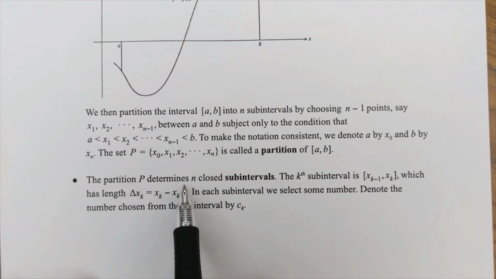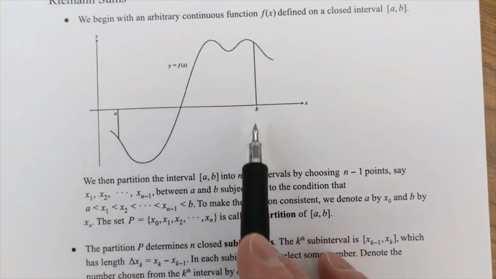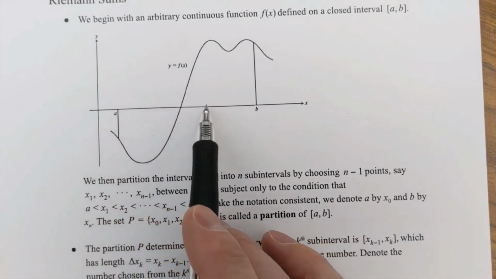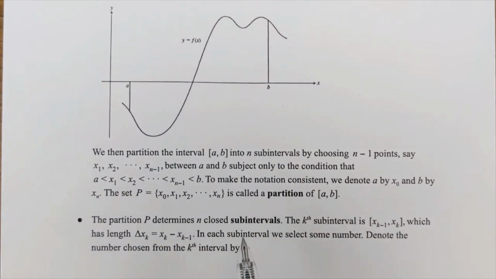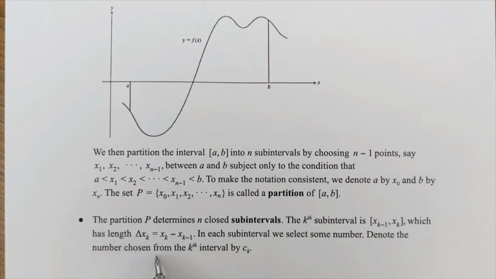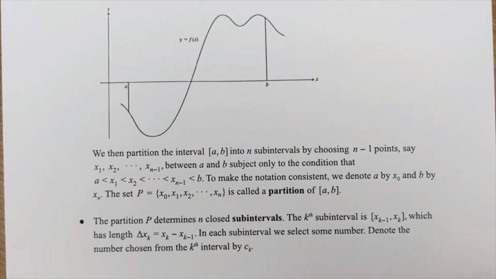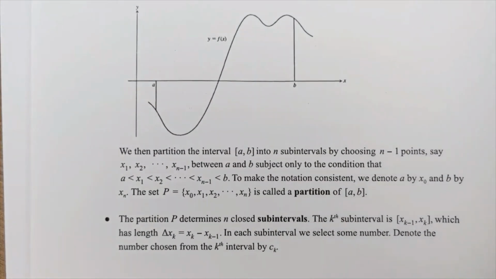So the partition denotes n closed subintervals. If the full interval is A to B and I start dropping values in here, I get smaller subintervals. In each subinterval, we select some number, and denote that number from the kth interval by c sub k. This is kind of like the last section, where we chose either the middle, the left, or the right when you were doing MRAM, RRAM, and LRAM.